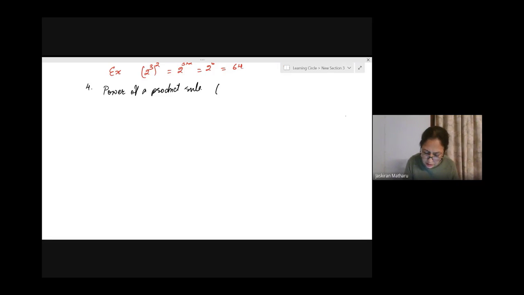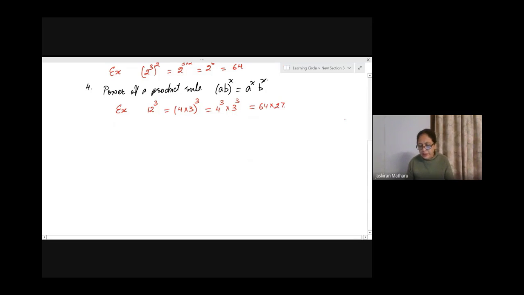Fourth rule is power of a product rule. If two numbers are getting multiplied and they are raised to the power x, then each one can be raised to the power x separately. Example, 12 raised to the power 3. This can be further written as 4 into 3, raised to the power 3. Now both these numbers can be raised to the power 3 separately. So this is 4 raised to the power 3 into 3 raised to the power 3, which is 64 multiplied by 27, which can be simplified further.